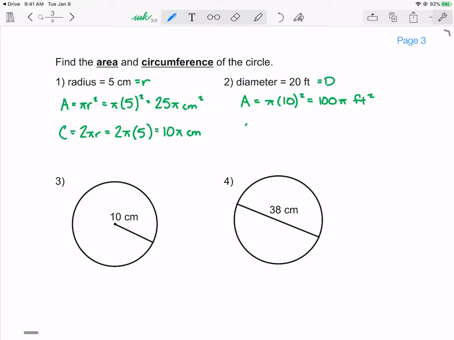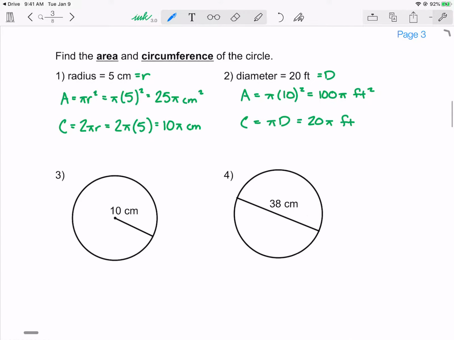Now in order to find the circumference, I'm just going to use pi times d. This is where life is easy with the diameter. So all I got to do is write the pi symbol next to the 20 and include my units. If I had divided it by 2, I would have ended up multiplying it by 2 to get the circumference.